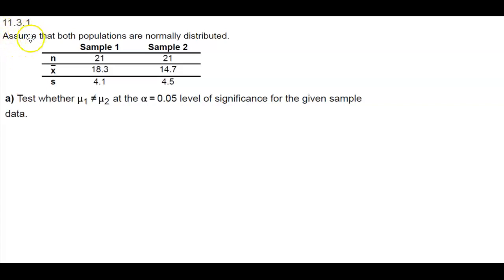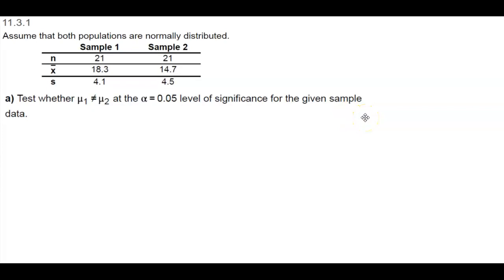Section 11.3.1, assume that both populations are normally distributed. Here we have sample 1 that has a sample size of 21, sample mean of 18.3, sample standard deviation of 4.1. Sample 2 has a sample size of 21, sample mean of 14.7, and a sample standard deviation of 4.5. Now in part A, we want to test whether population mean 1 is not equal to population mean 2 at the alpha equals 0.05 level of significance for the given sample data.